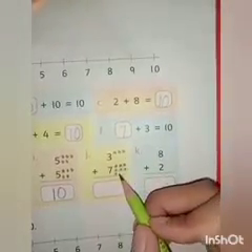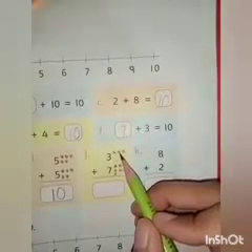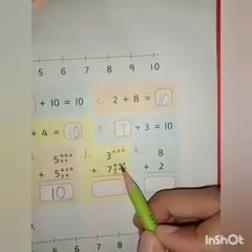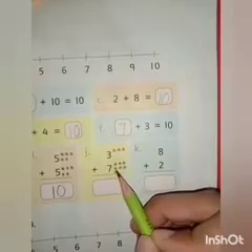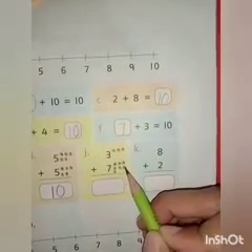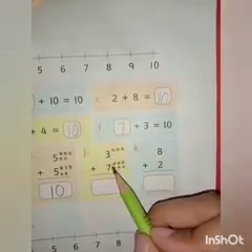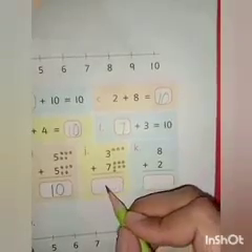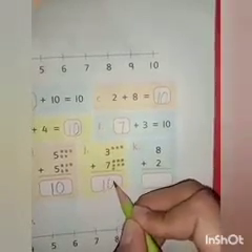Now count the dots all together. 1, 2, 3, 4, 5, 6, 7, 8, 9 and 10. When we add 3 and 7, we got the answer 10. Write 10 in the box.